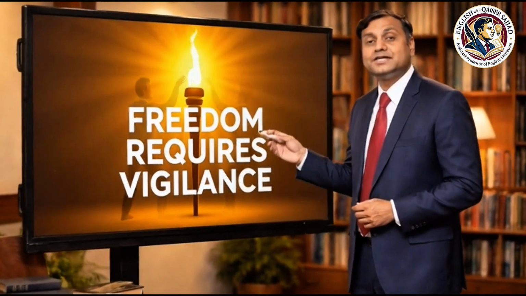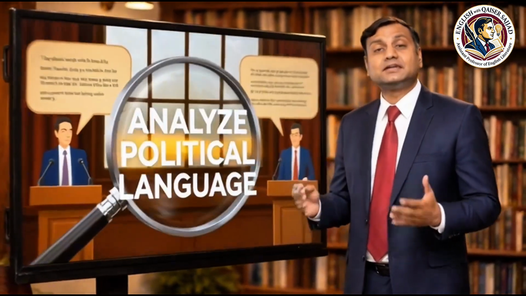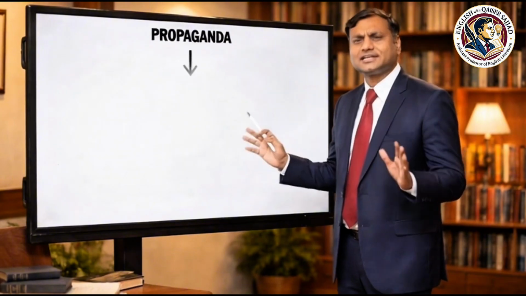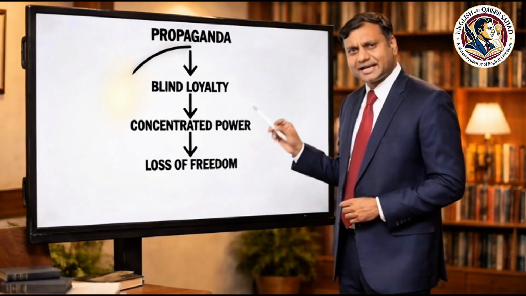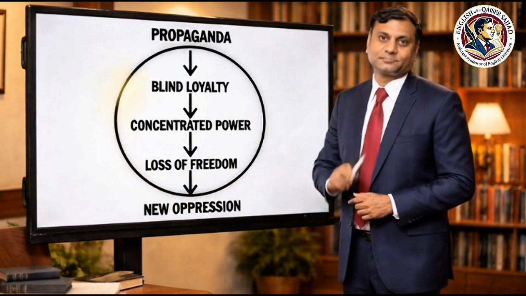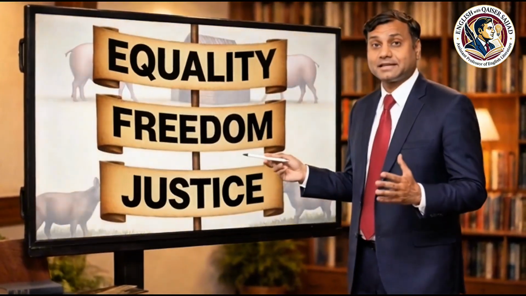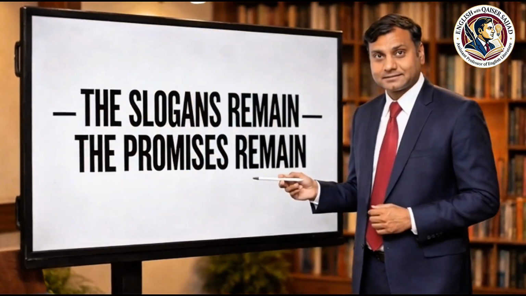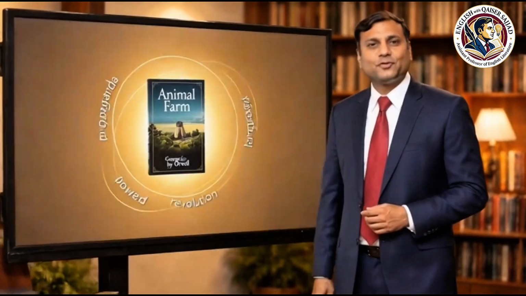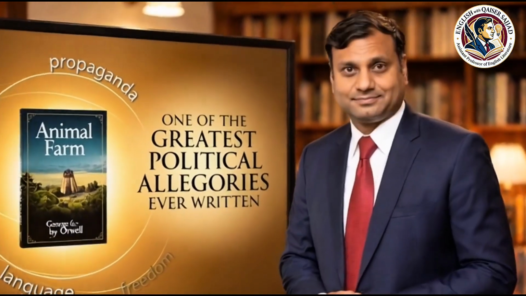Orwell reminds us that freedom requires vigilance. Citizens must question authority. They must examine political language critically. They must remember history accurately. Because whenever people stop thinking critically, whenever propaganda replaces truth, and whenever power becomes concentrated in the hands of a few, the same pattern begins again. The pigs move into the farmhouse. The slogans remain. The promises remain. But freedom slowly disappears. And that is why Animal Farm remains one of the most important political allegories ever written.